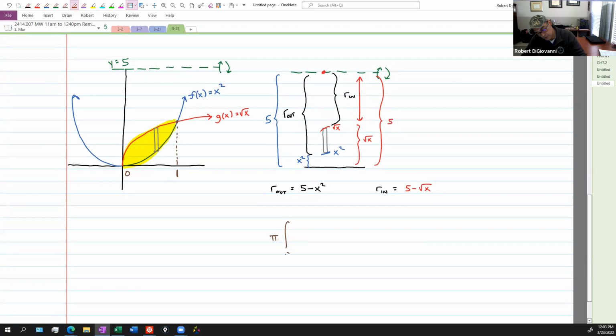Pi integral 0 to 1, the outer radius squared minus the inner radius squared dx equals whatever that equals. It's very visual. If you understand the visual part, I think it becomes pretty clean. But if you're having trouble with the visual, then of course it can be an issue.